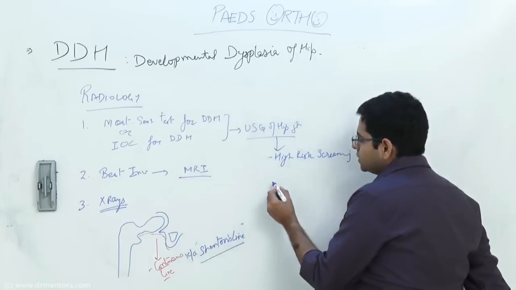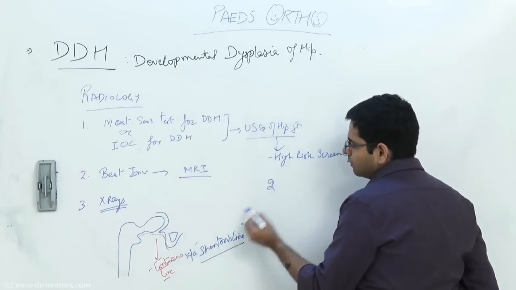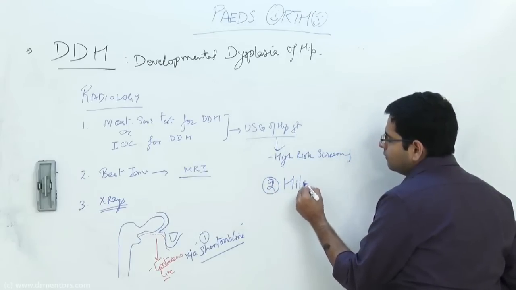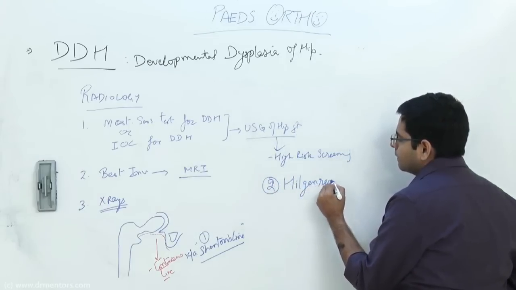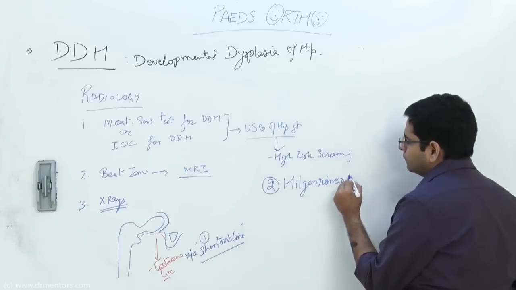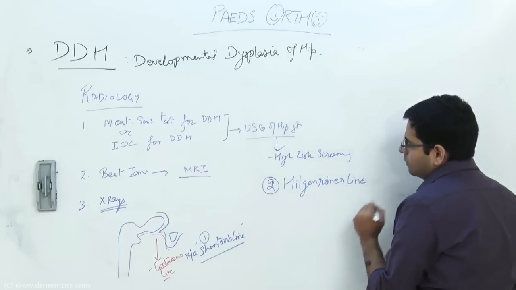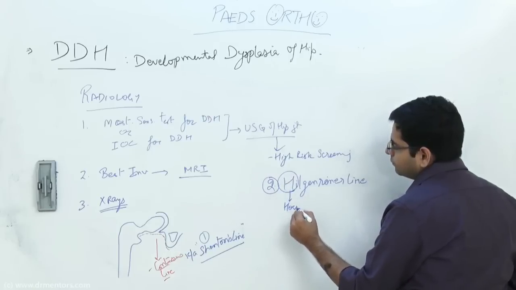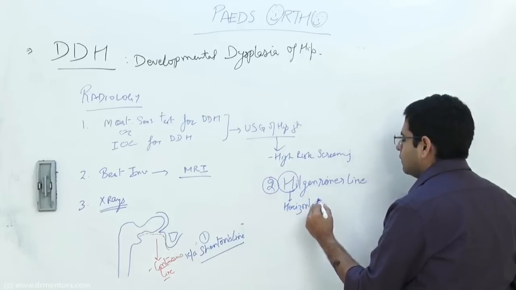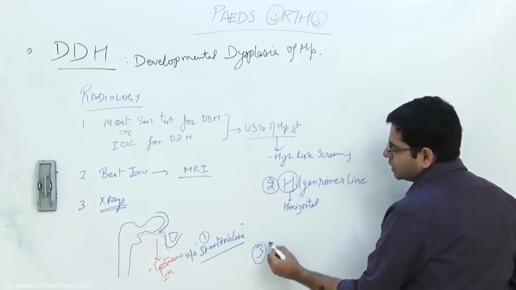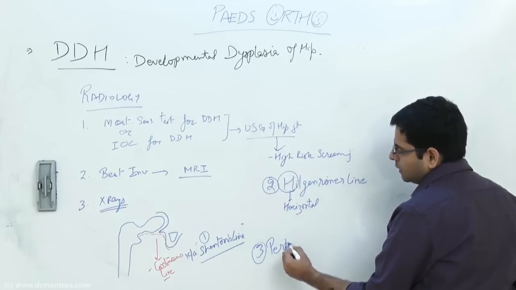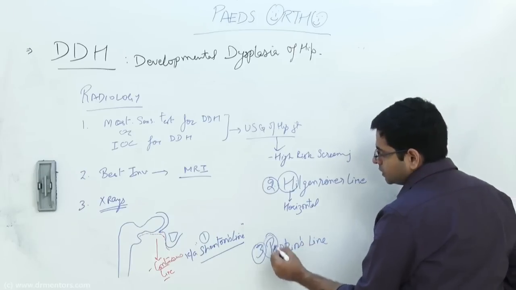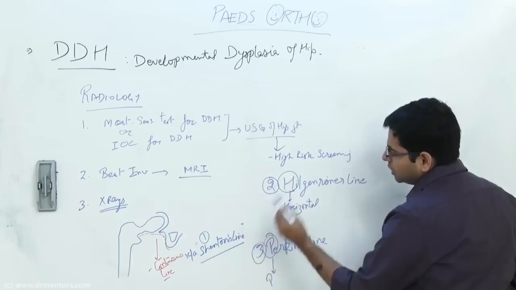There are two other lines. Number one is Shenton line. Number two is Hilgenreiner line. H for Hilgenreiner, H for horizontal. Three is Perkins line. P for Perkins, P for perpendicular to Hilgenreiner line.